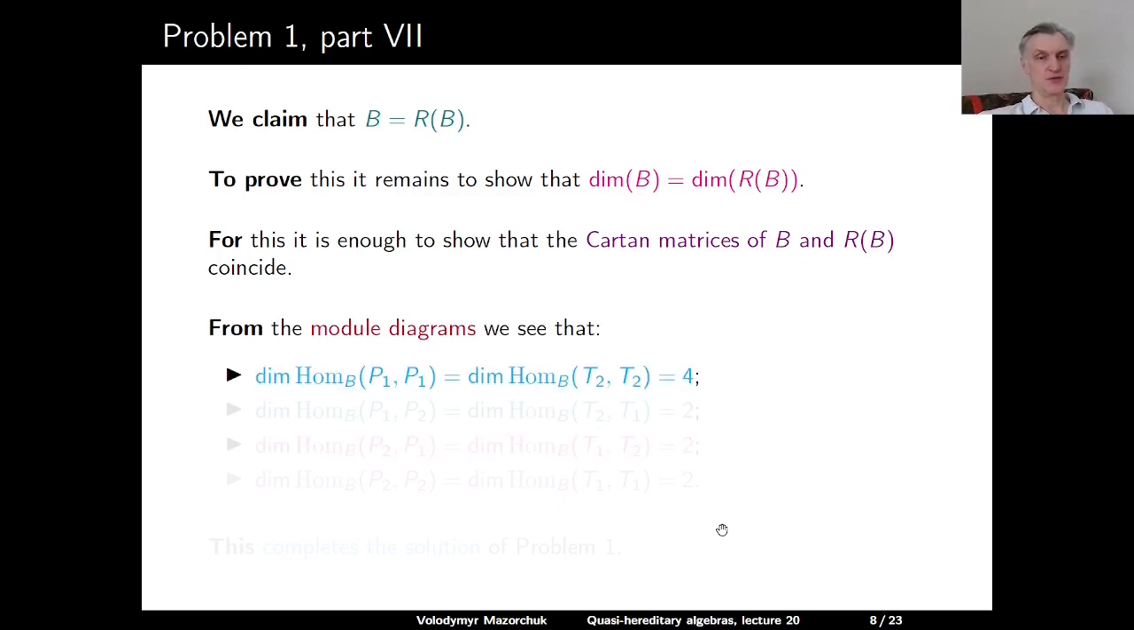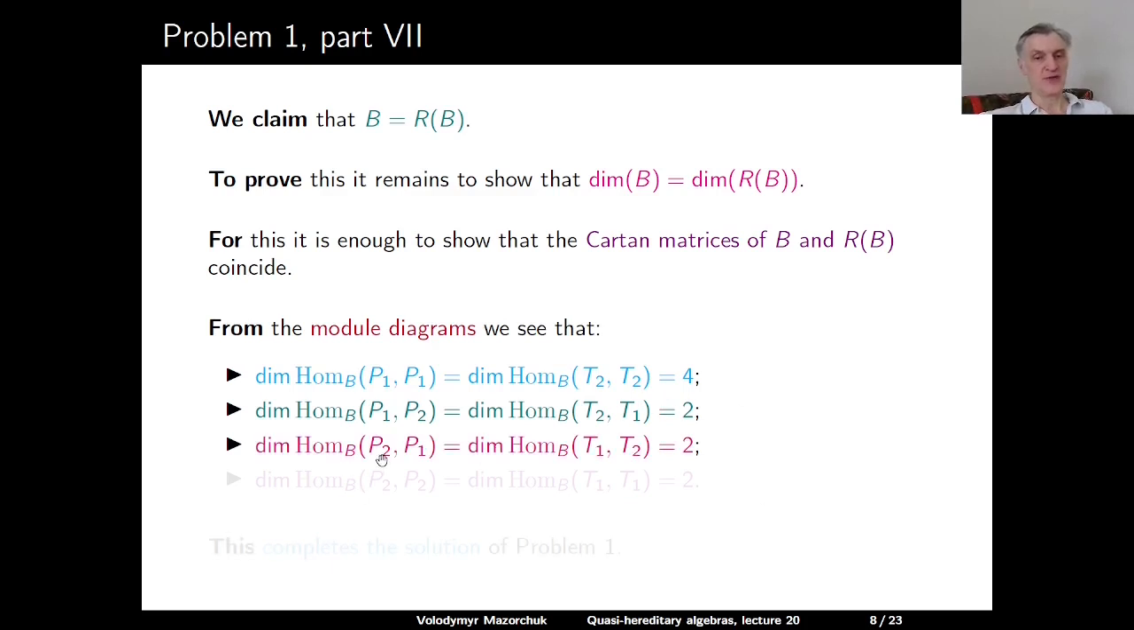P1 is T2. So Hom from P1 to P1 is the same as Hom from T2 to T2, and the dimension is 4. So now P1 is T2, so Hom from P1 to P2 is the multiplicity of L1 in P2, which is 2, and Hom from P1 to T1 is the multiplicity of L1 in T1, which is also 2. So here we have 2. So here we have to compute a little bit. Hom from P2 to P1 is the same as from T1 to T2, is two-dimensional.